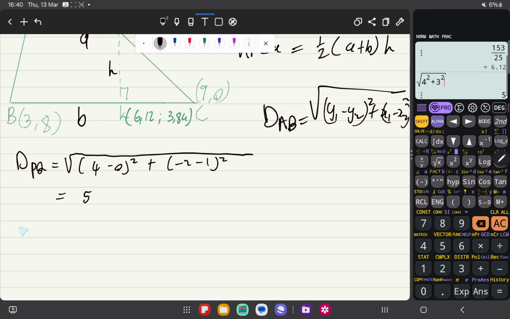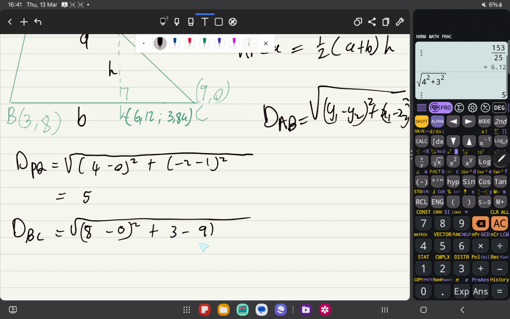Another distance, we need the distance of BC. Yeah, distance is gonna be 8 minus 0 squared plus 3 minus 9 squared. I go straight to the formula. I have 8 squared plus 3 minus 9. In a 3 minus 9, that's minus 6, so 6 squared. I'm getting a 10, so my distance here is 10. Yeah, I'm not making mistakes.